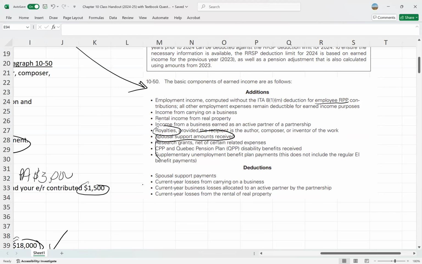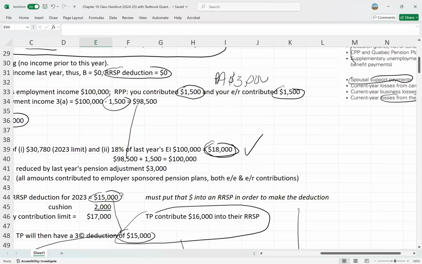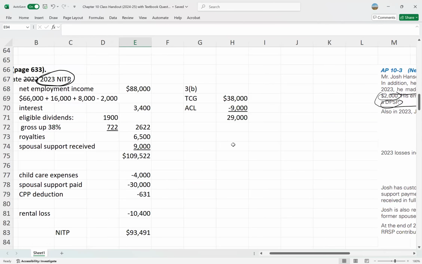He did pay spousal support. So the 30,000 in spousal support he paid would reduce his earned income. And he did have a rental loss. And so the 10,400 rental loss would be deducted as well. So let's just look at his income calculation here. And we'll just sort of do it here.